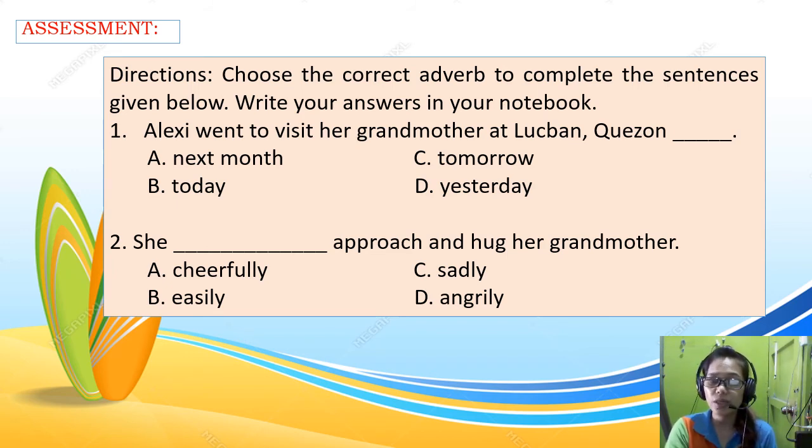There is a clue word there. The word is went. What's your answer? Our answer must be yesterday, letter D. Next, number 2. She blank approached and hugged her grandmother. A. Cheerfully. B. Easily. C. Sadly. Or D. Angrily. Okay. What's your answer? Correct. Letter A. Cheerfully.